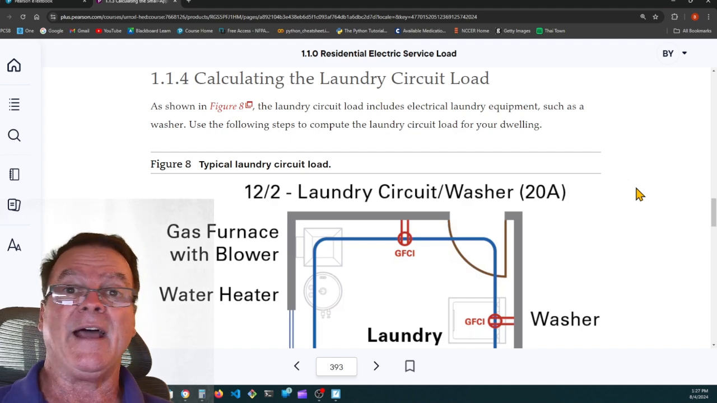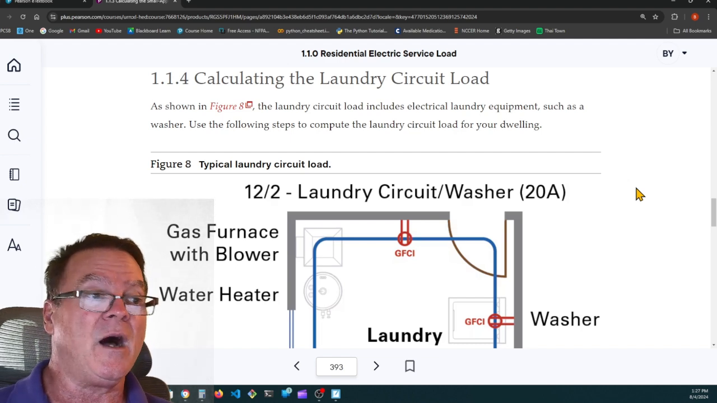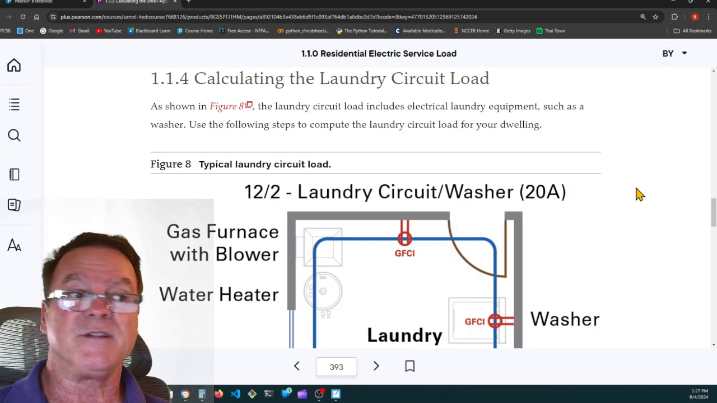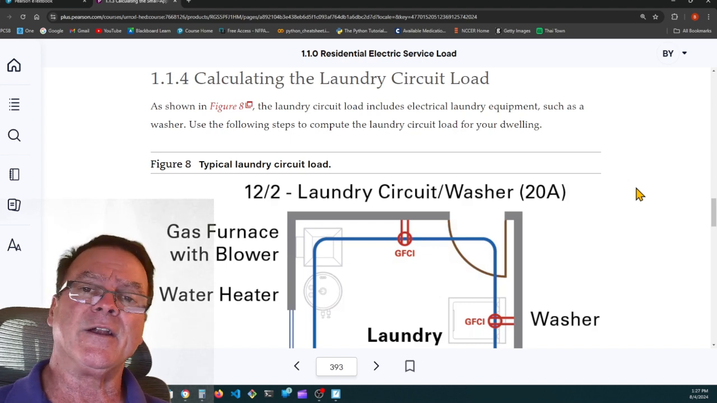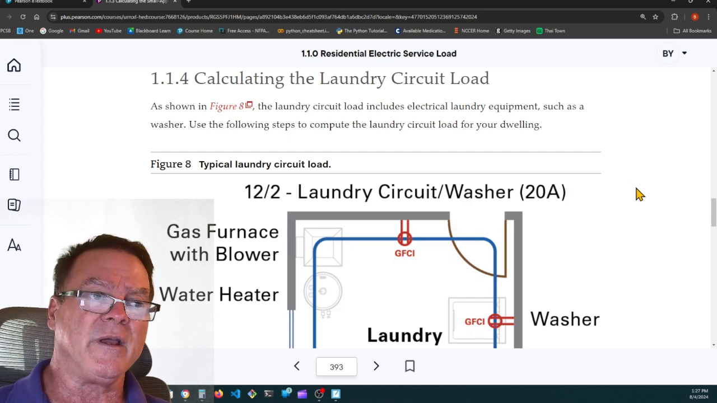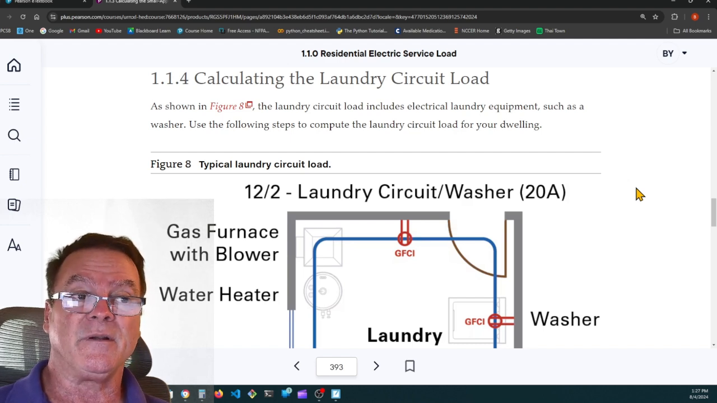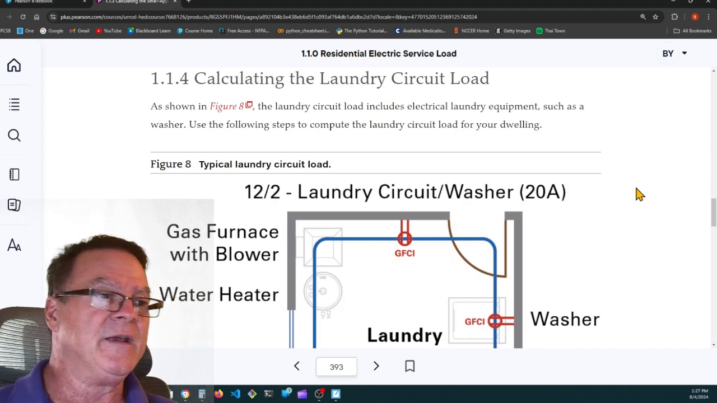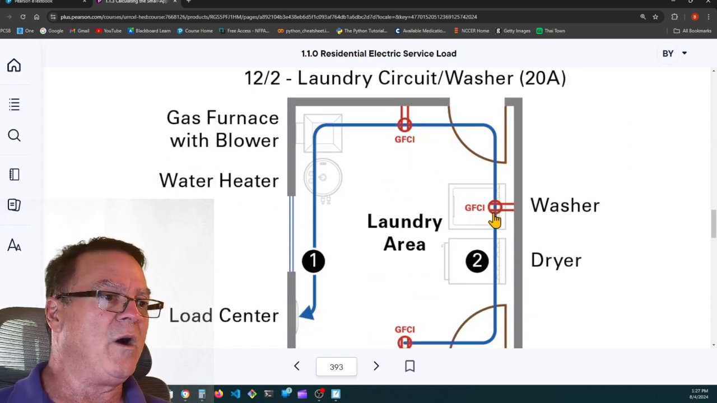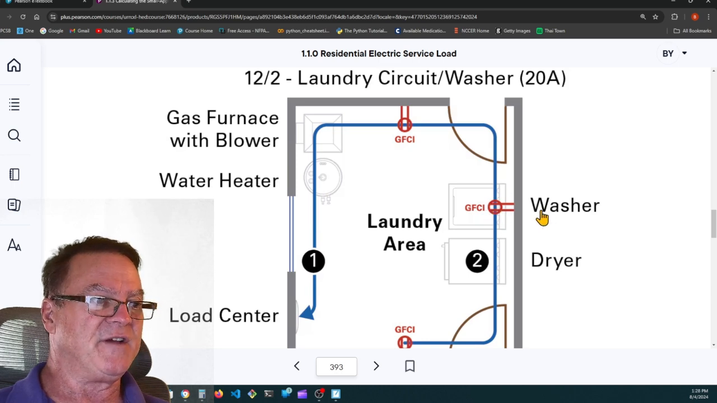You don't have to have a dryer. It's not an obligation. It's not mandatory. You can have a clothesline in your backyard and hang your clothes out on the clothesline and dry them that way. You have to have a laundry circuit for the washing machine, but you don't have to have a dryer. So here's their one circuit for the GFCI for the washing machine.